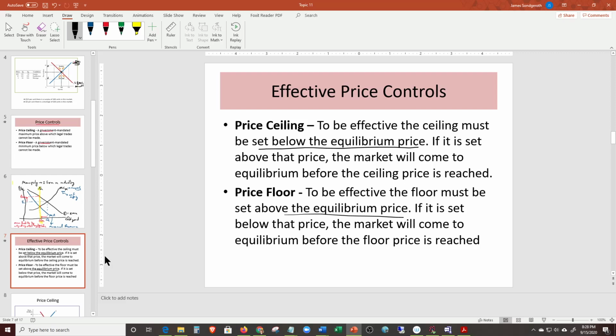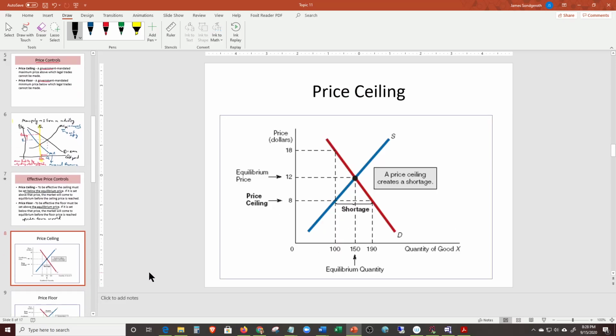So you can sort of think about this as an upside down world to be effective. In other words, the floors have to be above equilibrium, the ceilings below. The floors have to be above the ceilings. Okay. Let's head to a price ceiling.